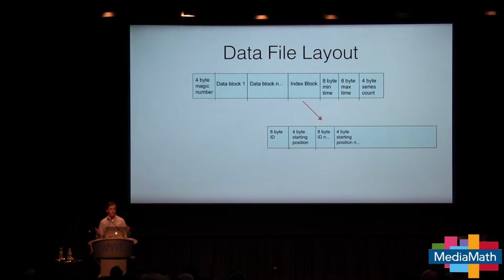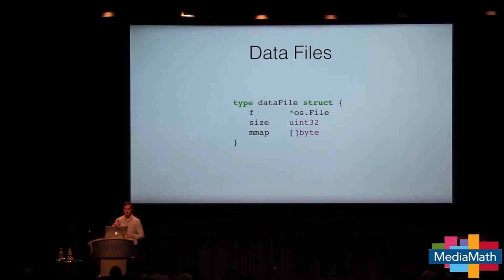The index looks like this. Basically, we have the 8-byte IDs, the uint64s. We have a uint32, which is the position, and we just have that for all those. And the thing about the index block is all the entries are sorted by ID, right? So when we write this file, we keep a list of the sorted IDs, and we write this index so that they're all sorted. This becomes important later. First, let's look at the data files.